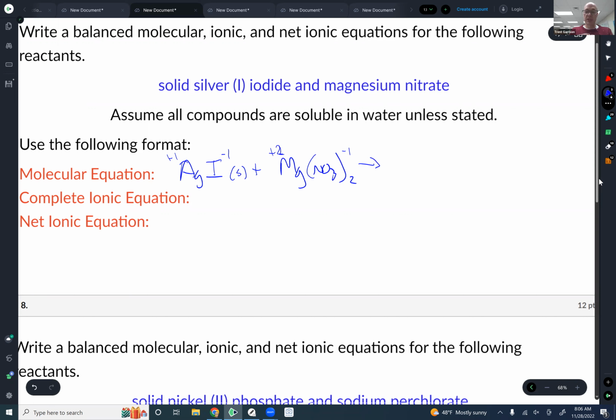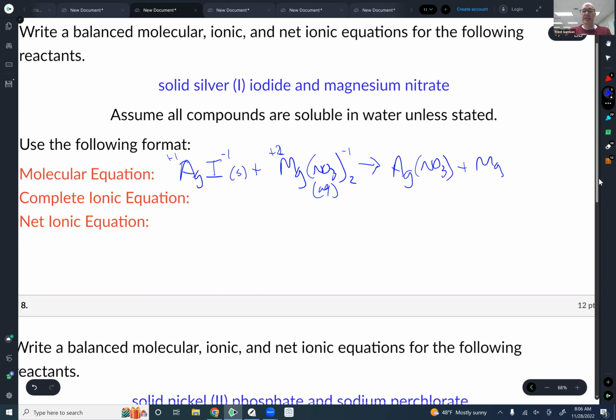What's it going to do? It's a double replacement reaction, so it's going to switch partners. I have Ag, and these are aqueous because everything in the problem that is not told to you is assumed to be aqueous. I've got silver, and I'm going to have nitrate come together over here.